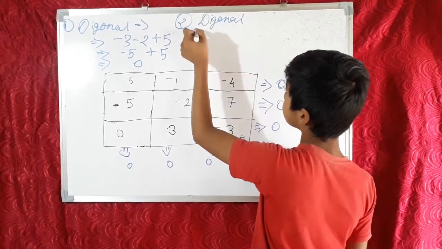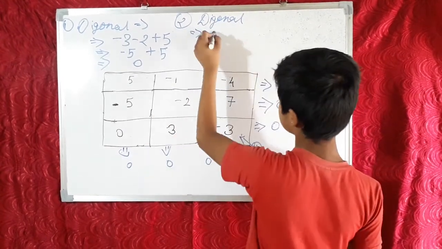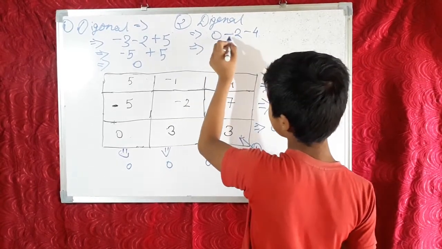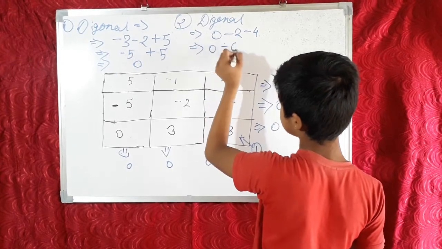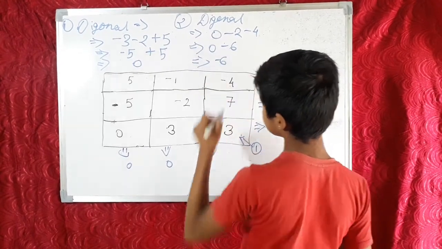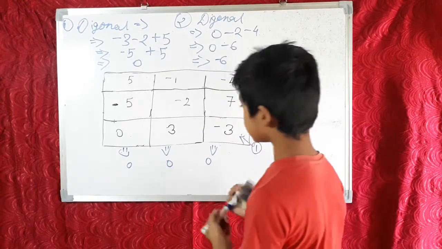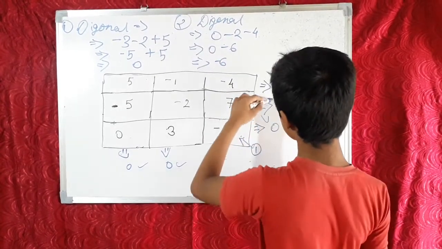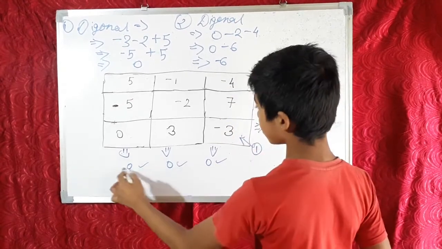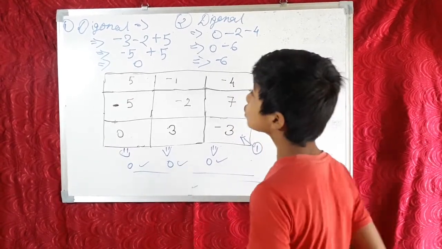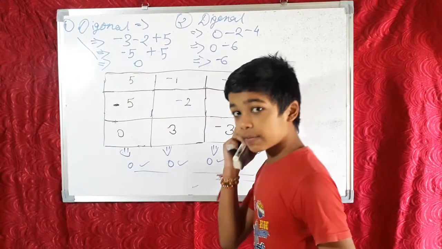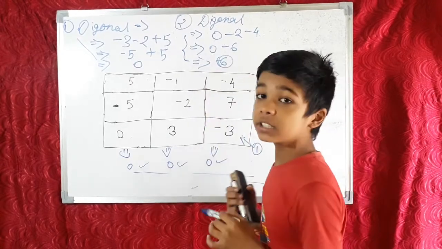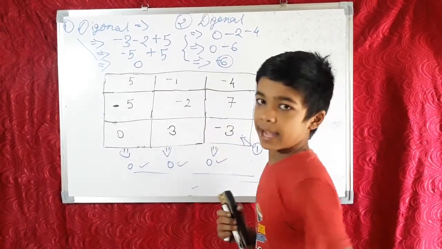Okay, so our second diagonal is 0, minus 2 and minus 4. So 0, and minus plus minus becomes plus, 0 minus 6. So the answer is minus 6. So in this, our rows are 0, 0, 0. Columns are also 0, 0, 0. So the rows and columns are equal, right? Okay. So this first diagonal is also 0. But this second diagonal is not 0. Its answer is minus 6. So this is not a magic square.